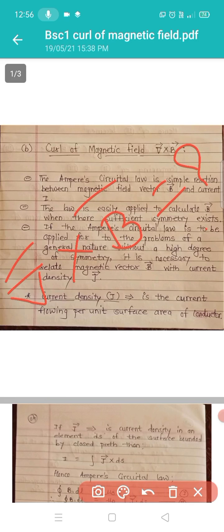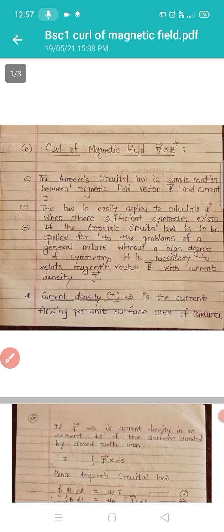The law is easily applied to calculate the magnetic field when sufficient symmetry exists. If Ampere's circuital law is to be applied to problems of a general nature without a high degree of symmetry, it is necessary to relate the magnetic field with the current density. What is the current density? Current density is the current flowing per unit surface area of the conductor.